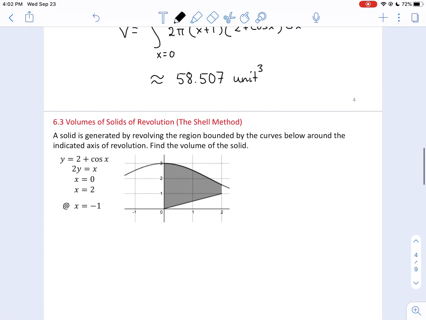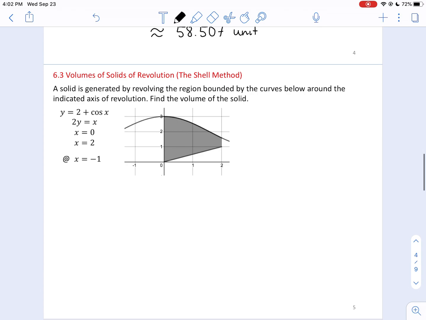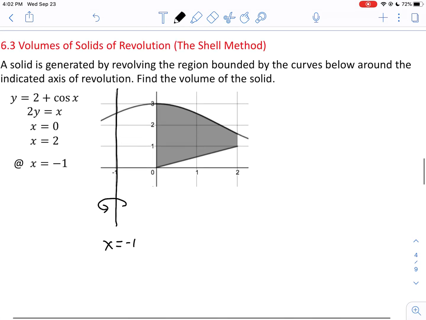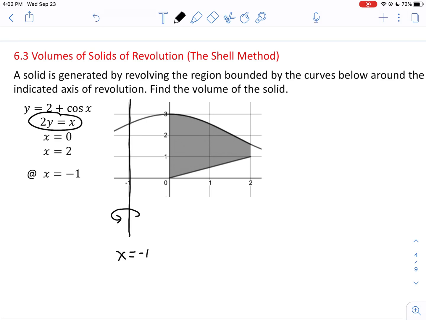This one gives you about 58.507. Let's do the same example we just did last. So we're still revolving around x equals -1. But this time we have a second function that's going to define the bottom edge. The orange is the top curve. The green is this line here.